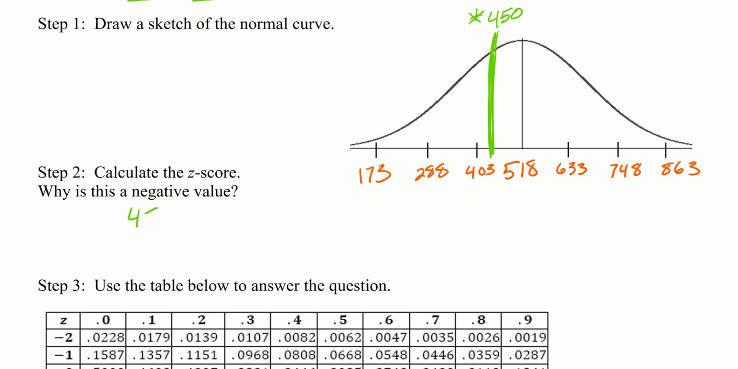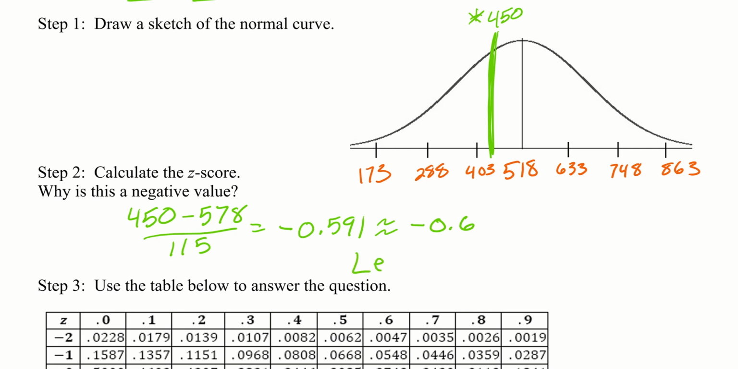So it's our value that we're looking for, minus our mean, over the standard deviation. We plug that into our calculator and we get something like negative 0.591, which is approximately, again, we want to round to the tenth, so negative 0.6. It says, why do you think it's negative? In this case, it's because it's on the left side of the mean.